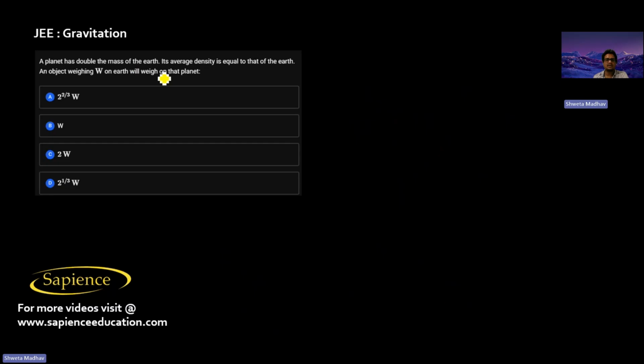Then it is told a planet has double the mass of the Earth. So the mass of the planet is twice the mass of Earth. Its average density is equal to the density of the Earth, so their density is the same. Let's take it as rho. Suppose then an object weighing W on Earth will weigh how much on that planet?